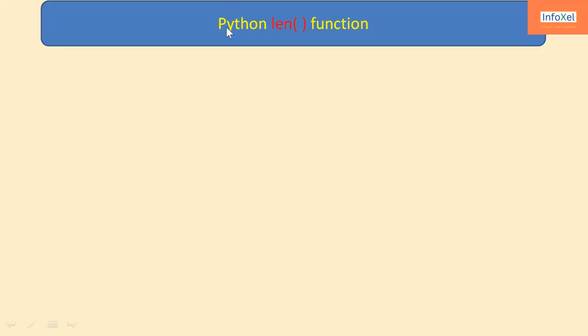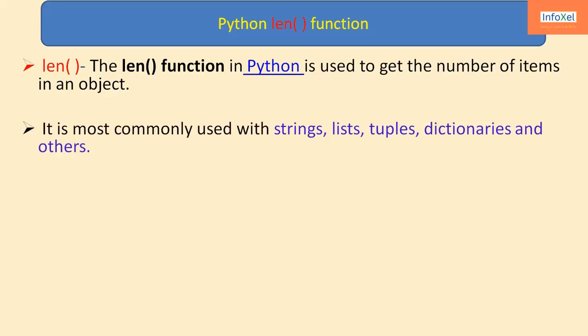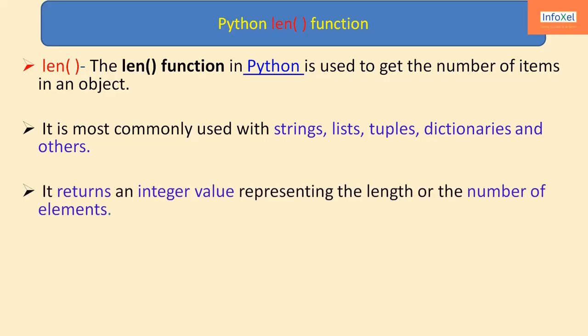we'll move on to the Python len function. So that we'll see now. The len function in Python is used to get the number of items in an object. It is most commonly used with strings, lists, tuples, dictionaries and others. It returns an integer value representing the length or the number of elements.